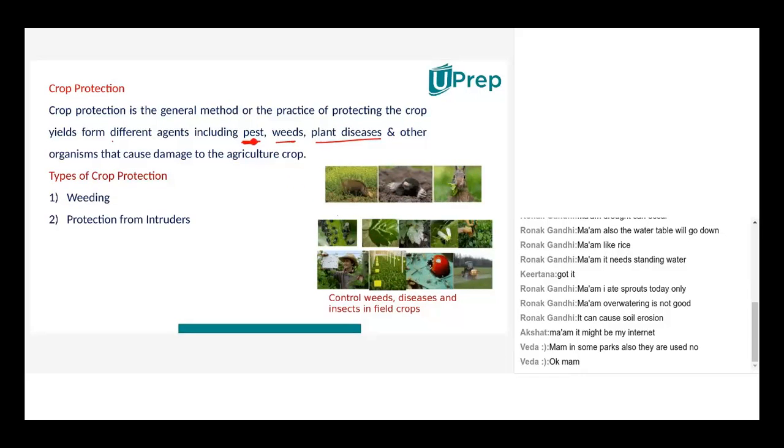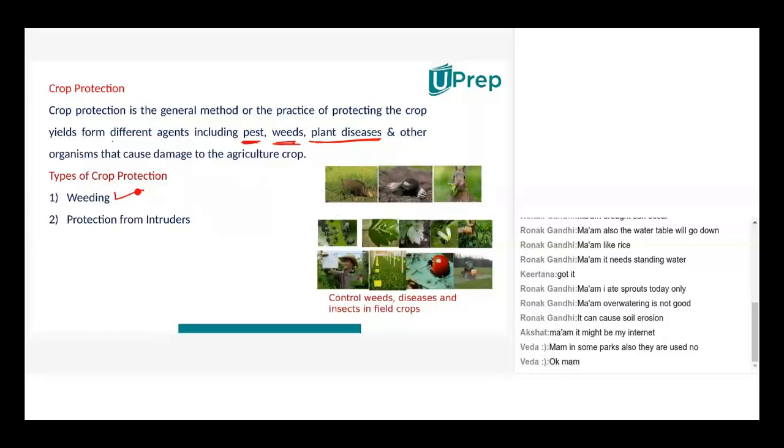After that, if a pest comes, or a weed grows unnecessarily, or there's a plant disease, and plant diseases are normally very, very detrimental. If it attacks one plant, it spreads in no time, right? So that's the reason why one has to be very aware. What is weeding?